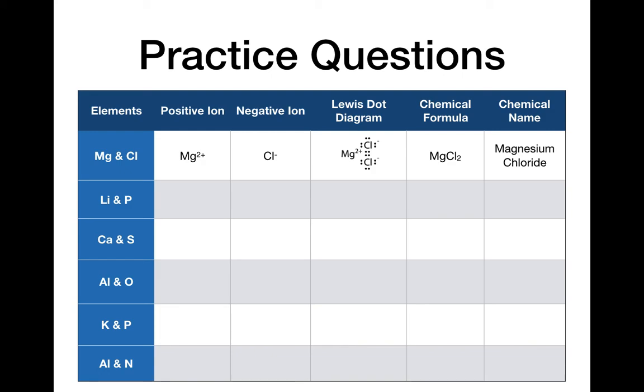Then you're going to draw a Lewis dot diagram for the pair. The chemical formula, MgCl2, 1 magnesium, 2 chlorines, and the name, magnesium chloride. So here, lithium and phosphorus, calcium and sulfur, aluminum and oxygen, potassium and phosphorus, aluminum and nitrogen. So do the ions, do the diagram, chemical formula, and chemical name.